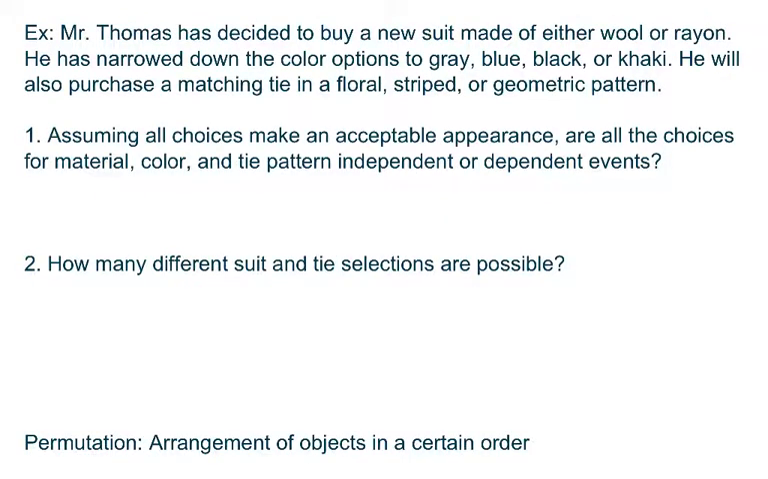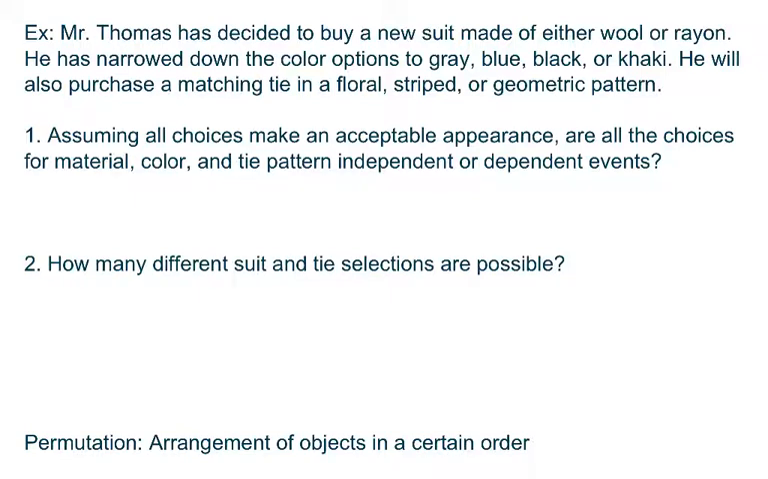Mr. Thomas has decided to buy a new suit made of either wool or rayon. He has narrowed down the color options to gray, blue, black, or khaki. He will also purchase a matching tie in a floral, striped, or geometric pattern. So, question number 1. Assuming all choices make an acceptable appearance, what are all the choices? Are all the choices for material, color, and tie pattern independent or dependent events?